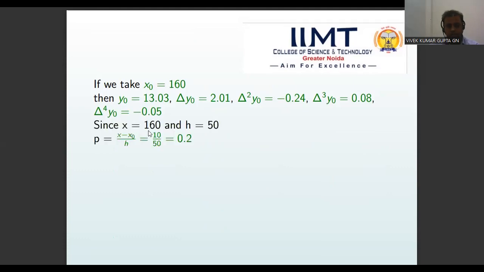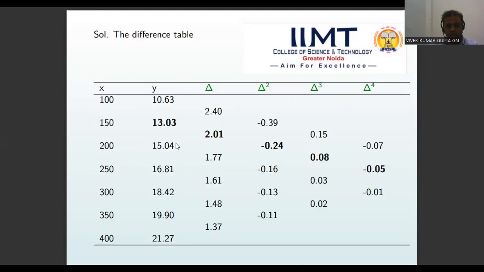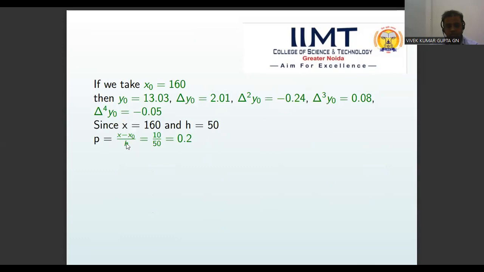Since x is equal to 160 and h is equal to 50, h being the difference between these two numbers, and p is x minus x naught upon h. So here x is equal to 160 and x naught is equal to 150. So the difference will be 10 upon 50 is equal to.